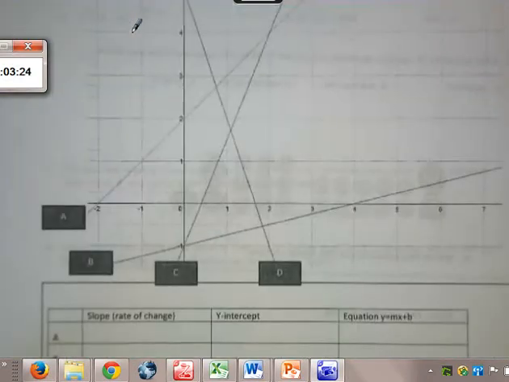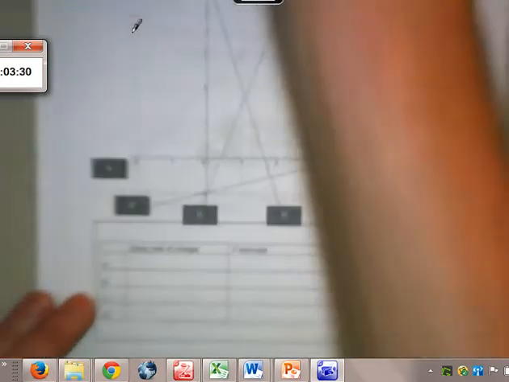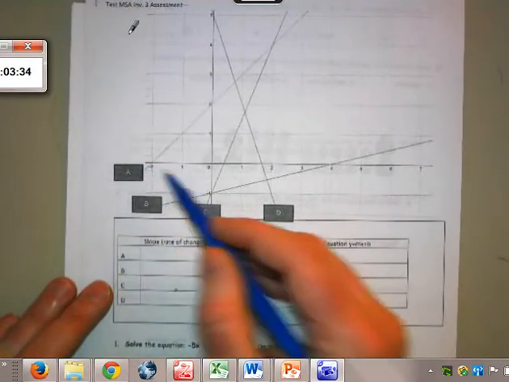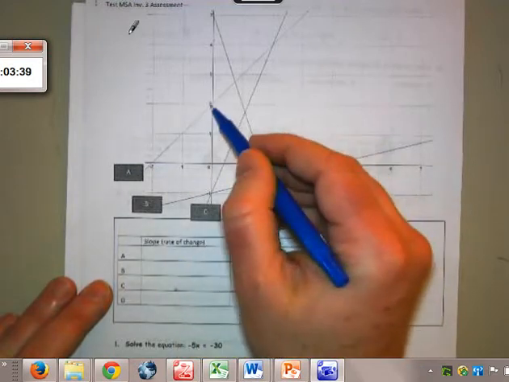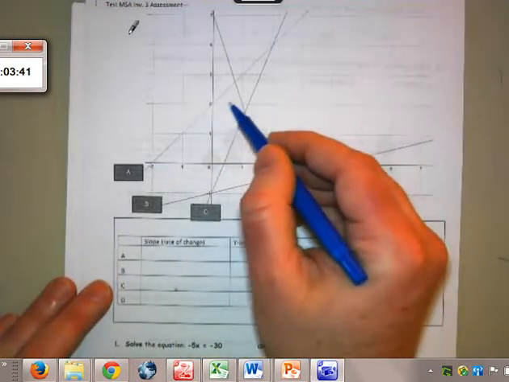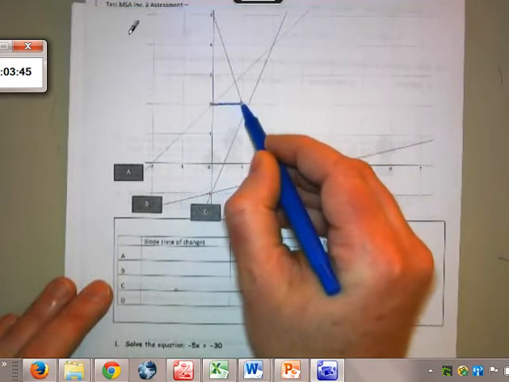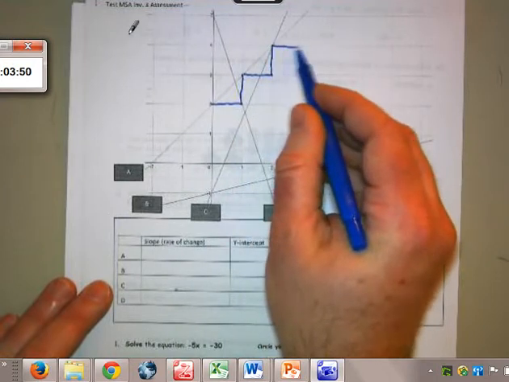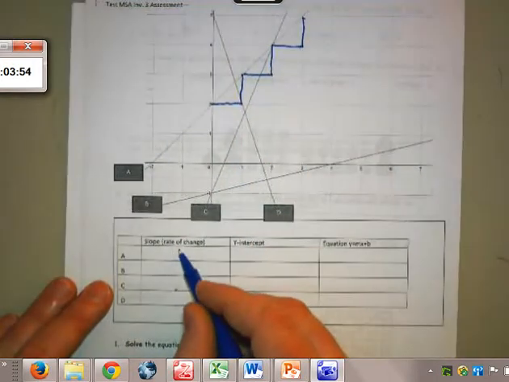Here we have a number of lines and we have a chart to fill in. And what we're going to do is take line A, and the very first thing we're going to do is establish our slope. We're going to find where it crosses the y-intercept. We're going to go over 1 and find out how far up we had to go. So we go over 1. Oh, we only go up 1. Let's check it again. Over 1, up 1. Over 1, up 1. So our slope, rate of change, unit rate, is going to be 1.